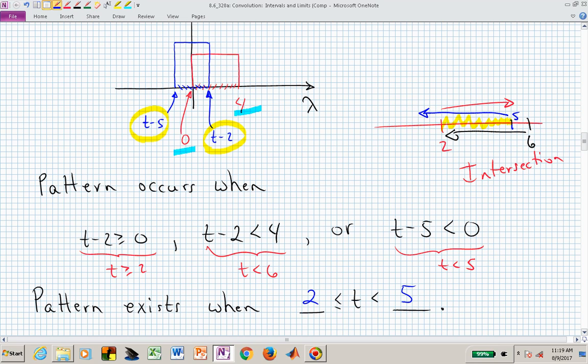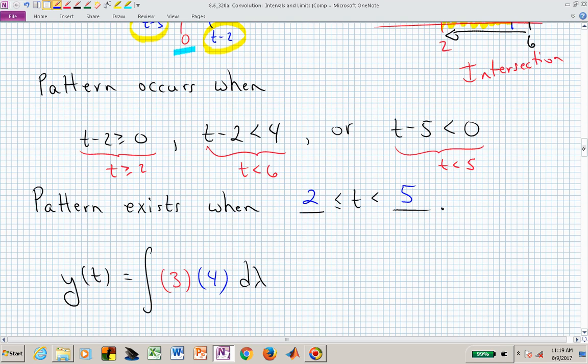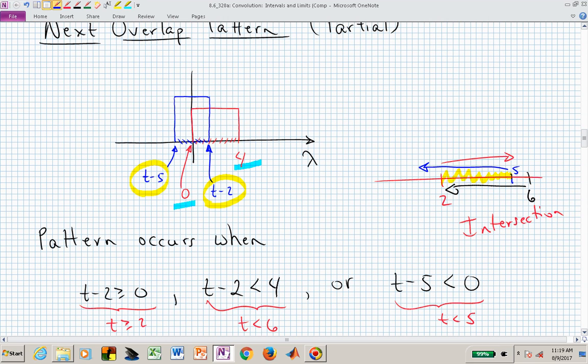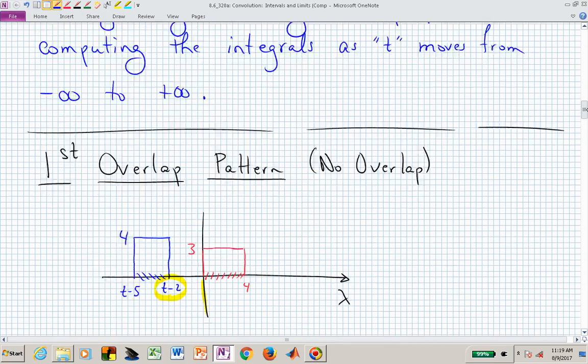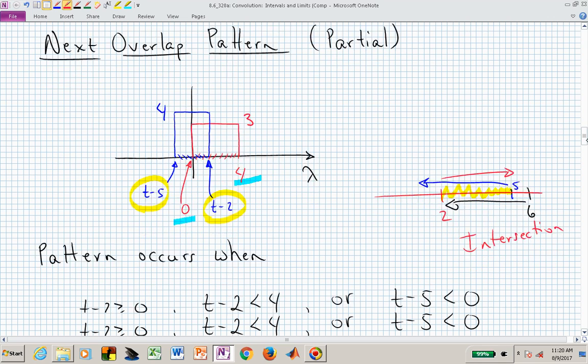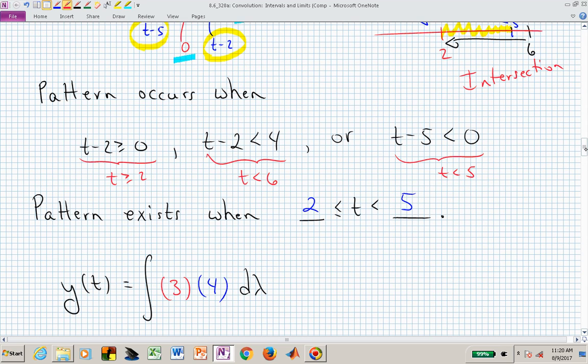Now we need to find out what is the expression for y of t over this interval of time t between 2 and 5. And the expression for y of t will be found by taking the functional values for the red curve, which is h of lambda, and the blue curve, which is x of t minus lambda. In this case, the blue curve was of amplitude 4, the red curve was of amplitude 3, and that's their functional values in this overlap pattern. I've indicated that now. I have 3 times 4 d lambda.